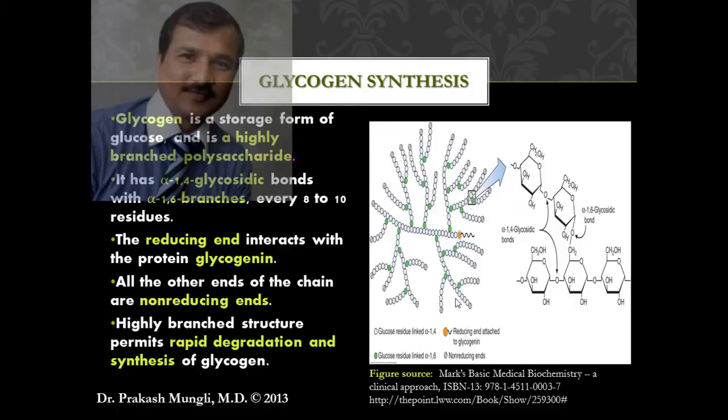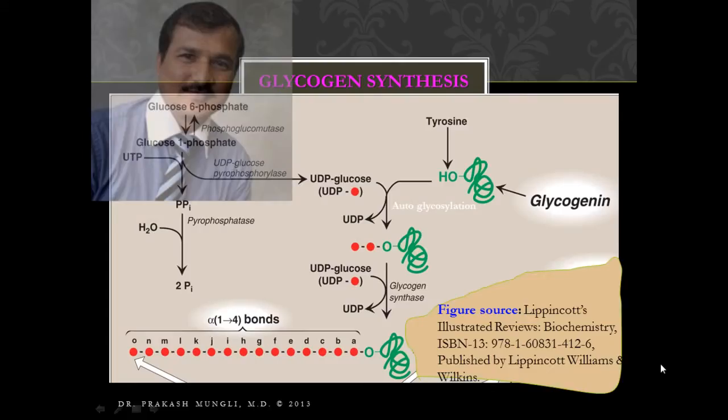And also, say a person in a fasting condition is going to degrade this glycogen. When the person gets into fed conditions, when he gets sufficient glucose, this same degraded glycogen can be synthesized back into normal glycogen within no time. So by having a highly branched glycogen structure, it helps in the rapid degradation and also synthesis of glycogen.